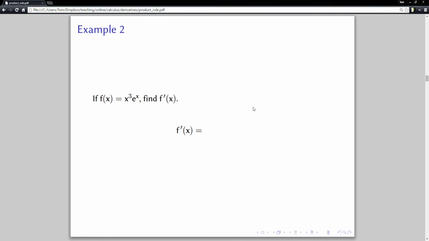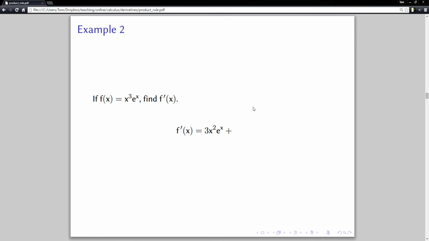So the product rule says take the derivative of x cubed, the first function there, that will be 3x squared. And then just rewrite the other function. Don't do anything with it. Just rewrite it, multiplying times the derivative of the first one. Next, put a plus. That's what the product rule says.